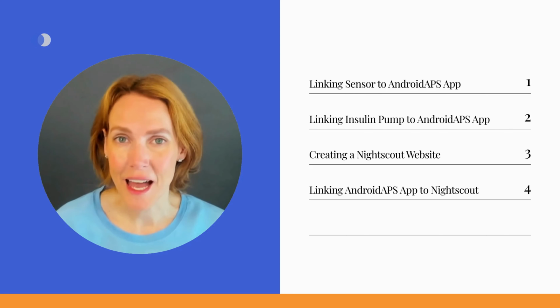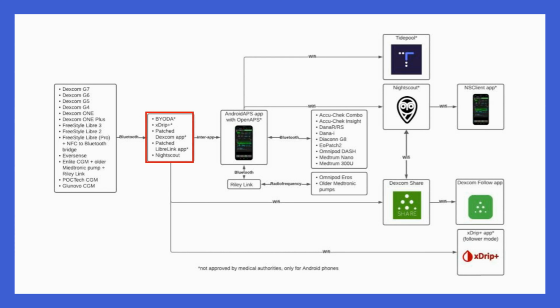1. Linking the sensor to the AndroidAPS app. When it comes to linking sensors to the AndroidAPS app, there are different options depending on the sensor you are using. Since AndroidAPS cannot directly connect to native sensor apps like the Dexcom or LibreLink app, an additional open-source sensor app is required to bridge the gap and transmit the sensor data to AndroidAPS.